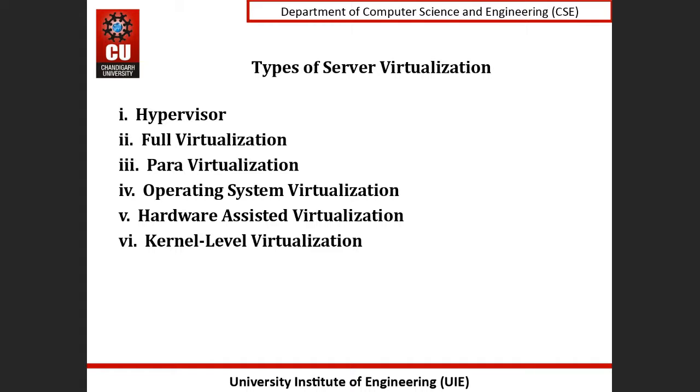Then hardware assisted virtualization, right? We may divide the hardware, because the small parts of the server may require hardware also. So according to them also we have to do the virtualization. Kernel level virtualization: internally the bootstrap loaders and the kernels' virtualization should also be done, right? So all these are the types of server virtualization.